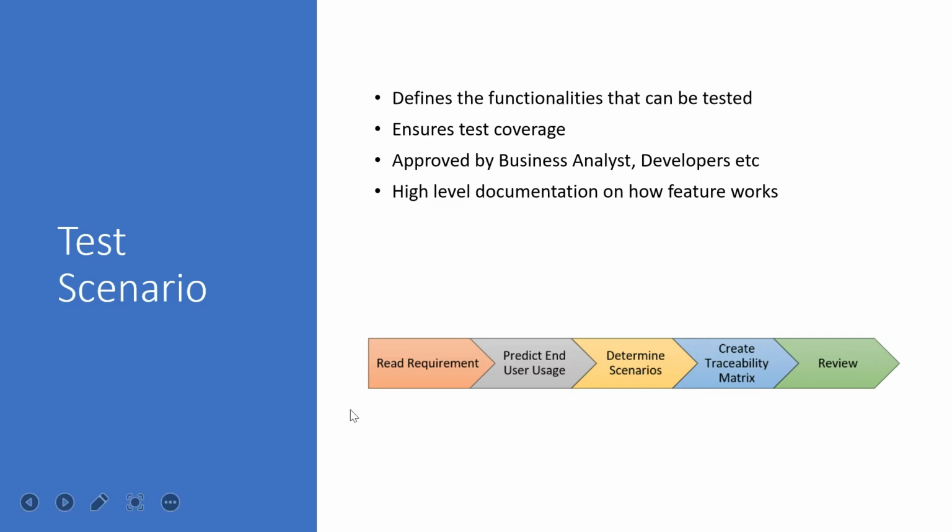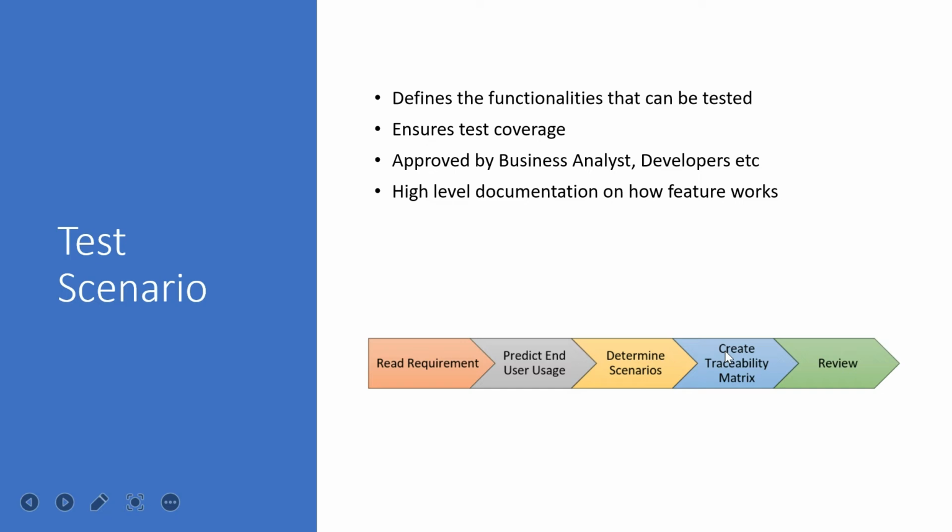So there are a few steps for writing a test scenario. You should read your requirement, so you should always predict. Predict in the sense you should think about all the different combinations of scenarios, how the user will work on the application. Okay, and based on that, you have to determine your scenarios. And the traceability matrix, again you remember, right? So this test scenario and all will fall under the requirement analysis phase of your STLC.